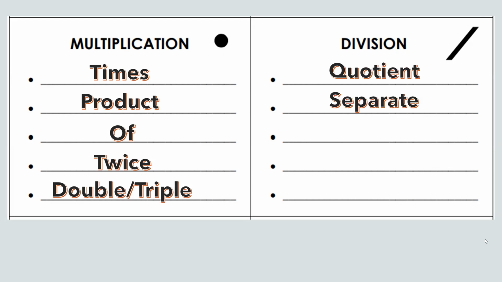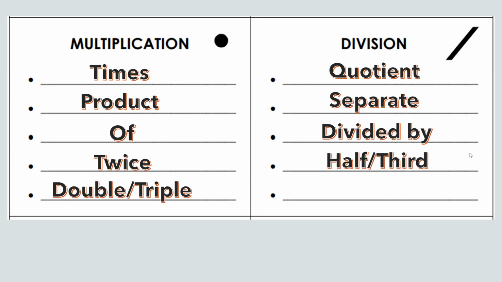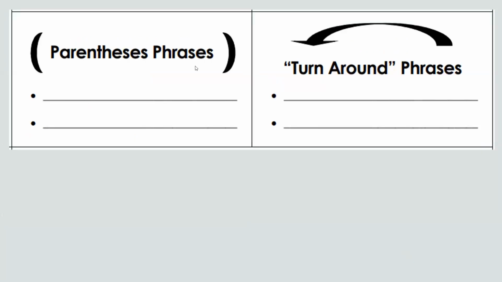Division: quotient, separate, divided by, half or third. So divide by 2, divide by 3. So all of those mean division. That one's usually the hardest one for students to know and love.